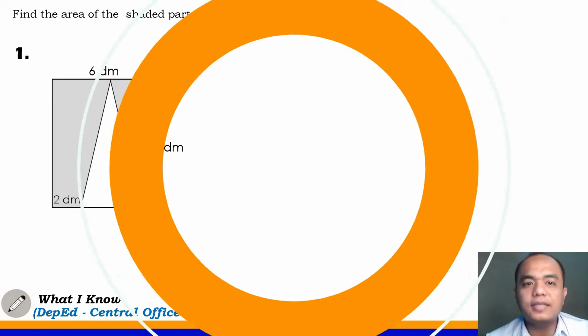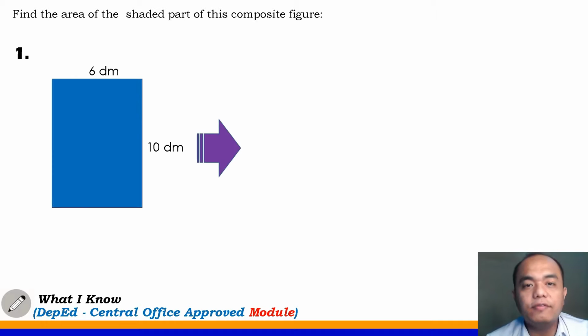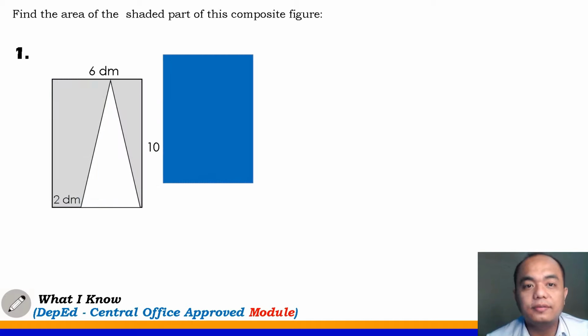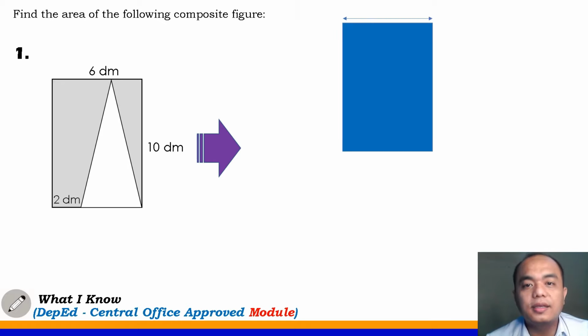Now let's start. Let's have number 1: find the area of the shaded part of this composite figure. Before that, let's extract first the figures so that we could clearly see what are the figures composing this composite figure here on the screen. Obviously, we have the rectangle. Now, what are the dimensions of our rectangle here? The shaded one. Yes, its length is 6 decimeter and its width is 10 decimeter.